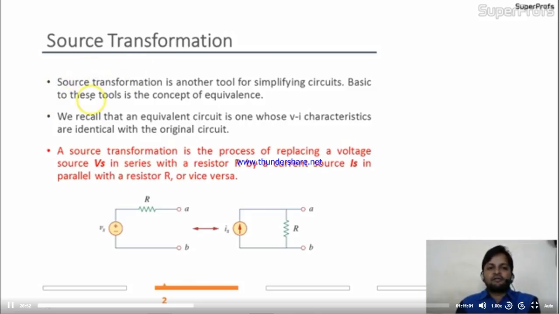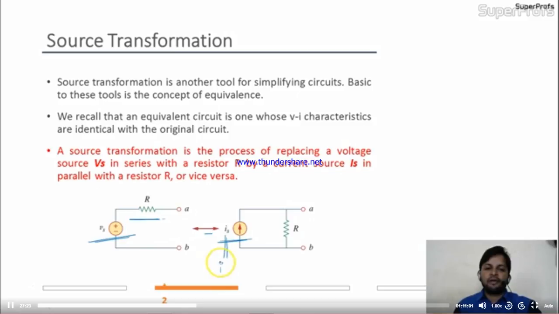Source transformation is another tool for simplifying the circuit. Basic to this tool is the concept of equivalence, meaning both circuits will be equivalent to each other. Remember, in the first unit we saw the voltage source is connected in series with a resistance, and when we convert this we get one current source, and a current source is always given with a parallel resistance connected to it. Okay. So what is the Is now?